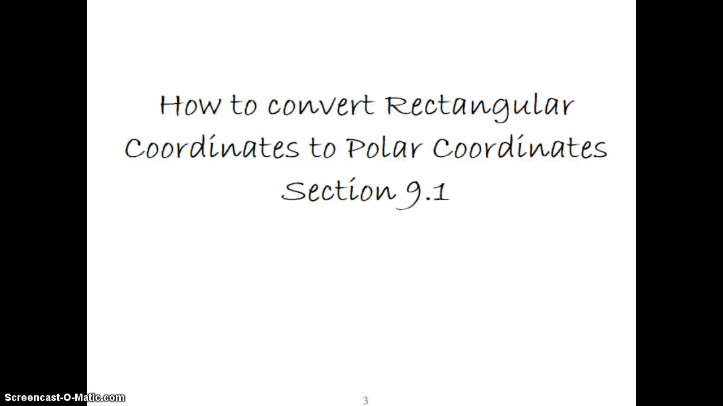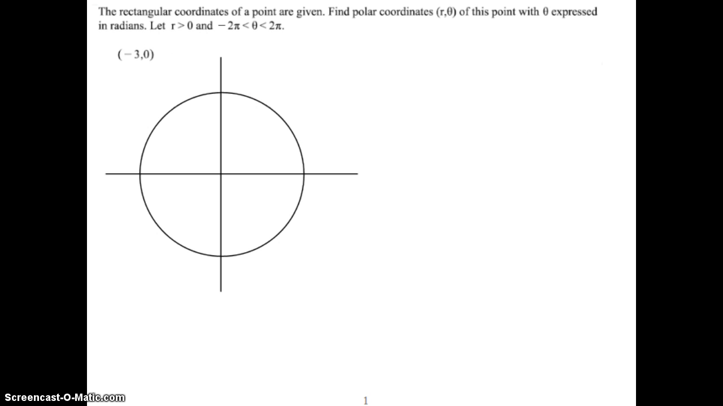Okay, so this video walks you through how to convert rectangular coordinates to polar coordinates. And this is still connected to section 9.1. So we're going to go to the first problem here. And the problem says the rectangular coordinates of a point are given. Find the polar coordinates r theta of this point with theta expressed in radians. Let r be positive and theta be between negative 2 pi and 2 pi.